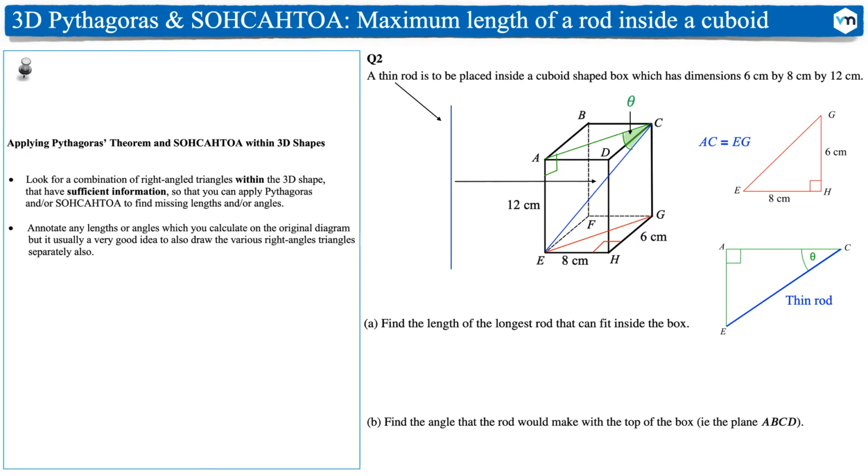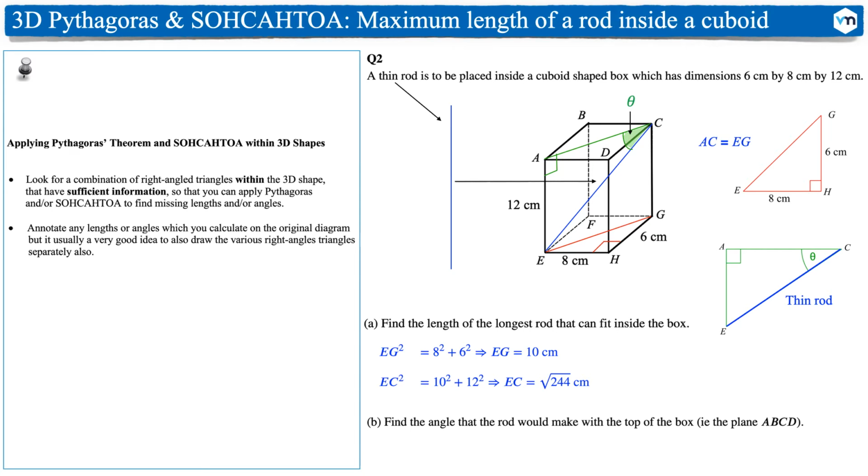So we have a red right-angled triangle, EGH, on the base. And we also have another right-angled triangle with vertices ACE. And of course CE represents the thin rod. Now applying Pythagoras' theorem to the red right-angled triangle, EG squared equals 8 squared plus 6 squared, which implies that EG equals 10 centimetres.